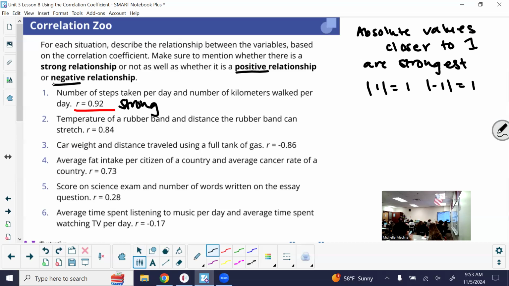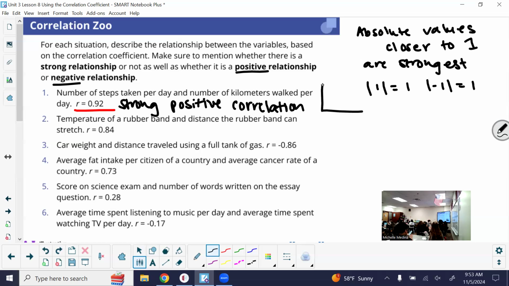Raise your hand if you think it would be negative. Okay, strong positive is correct. So this is going to be positive because the number is positive. To me, that's easy. So they have a strong positive relationship or correlation, which are basically the same thing.